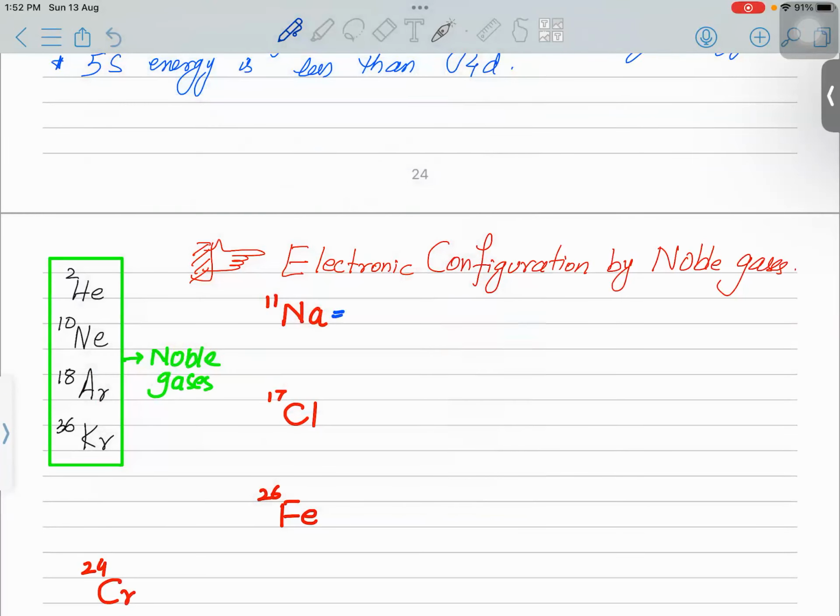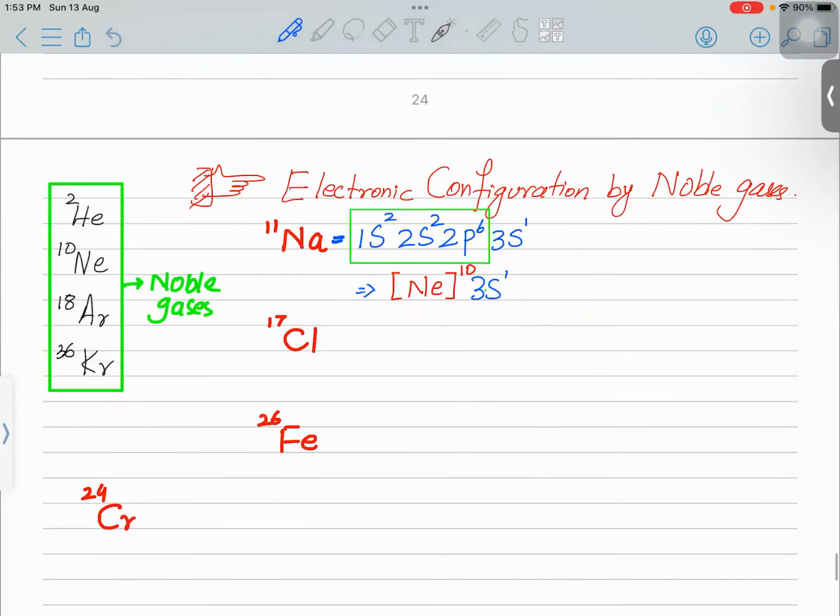Normal electronic configuration of sodium is 1s2, 2s2, 2p6, 3s1, right? Can you tell me the number of electrons of sodium? 11. So which noble gas is nearest to sodium? Neon. So you replace all that and just write neon, 10 electrons, and then the remaining 3s1. This is by noble gas configuration. Are you getting my point or not?